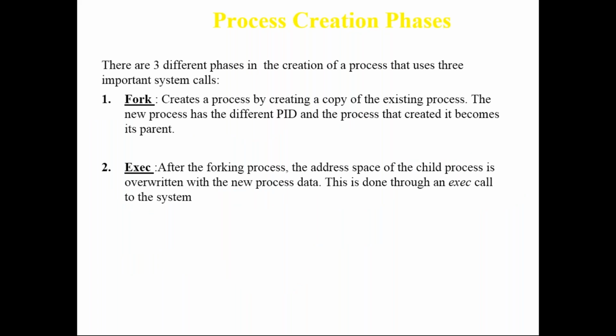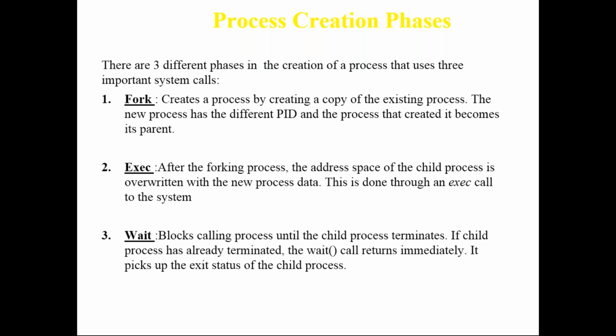Then, process creation phases: we have discussed how to create your process, how to execute your process, and wait. These are all system calls. Fork creates a new process from the parent to the child, and after forking, execution will take place if the process is ready to run. And if the process is waiting for any resource or any file, then it goes to a suspension or waiting queue, and that is called wait. So these are basically three system calls.